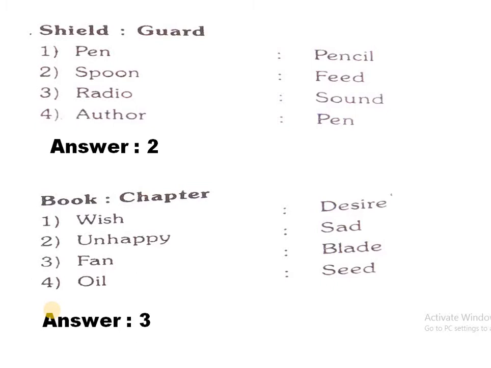Next question is book, chapter. A book consists of so many chapters. In that sense, if you think about the four options, which one is the correct answer? Wish, desire, something different it is. Unhappy, sad, both are synonymous words. Fan, blade, something relevant. Oil, seed. Fan consists of blades. Similarly, a book consists of several chapters. Fan consists of blades. So both are relevant answers. So the answer is fan, blade, 3.